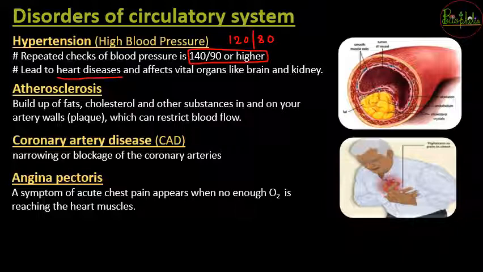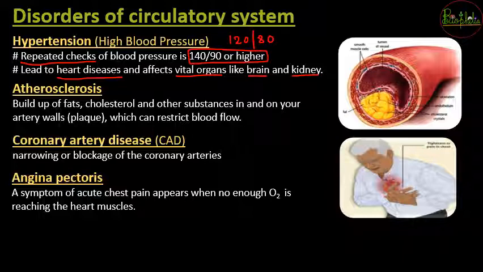It can also affect vital organs, because there too the blood is going to reach at a higher pressure. So your brain and your kidneys can also get damaged because of high blood pressure. You should not ignore high blood pressure symptoms. You can go and get your blood pressure checked at your nearest doctor. If it is 140/90 or higher on repeated checks, not just once, then that can be a case of hypertension.